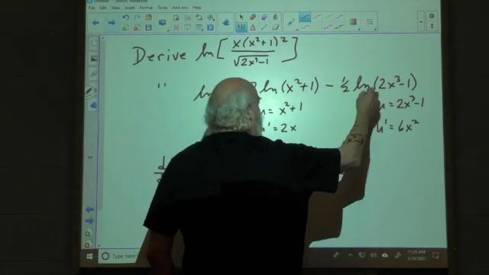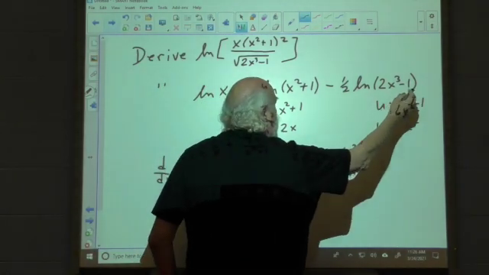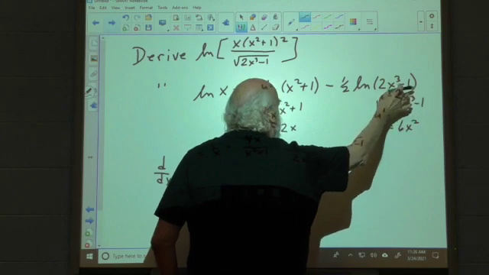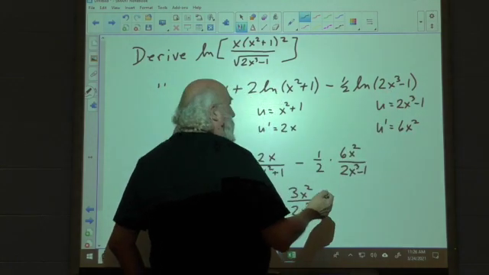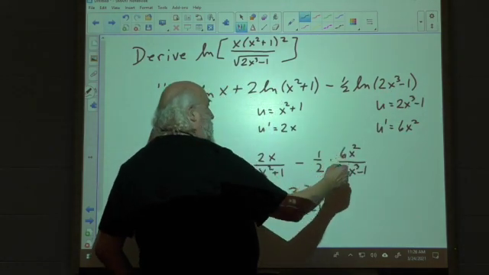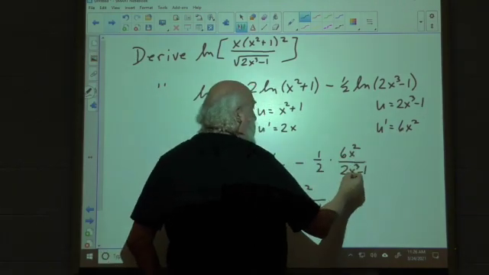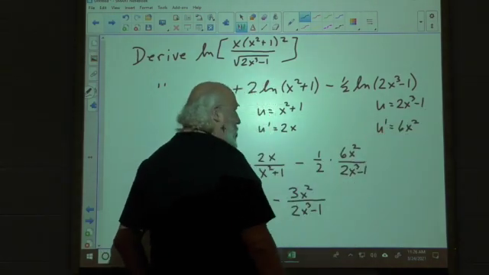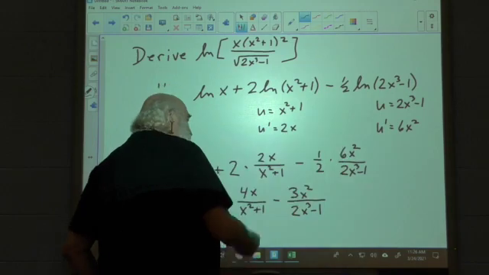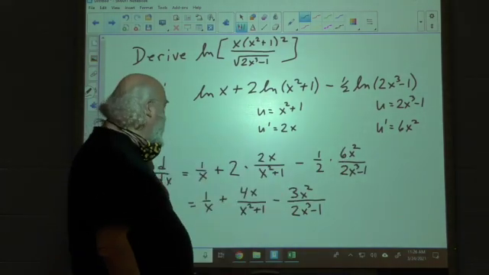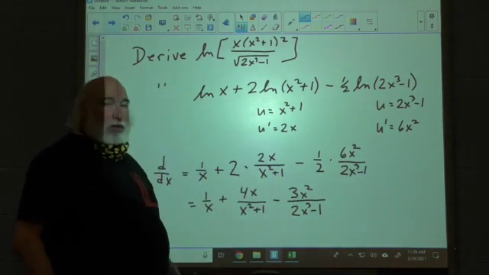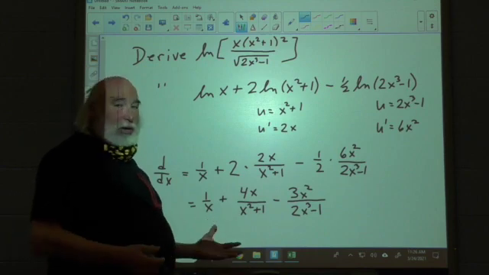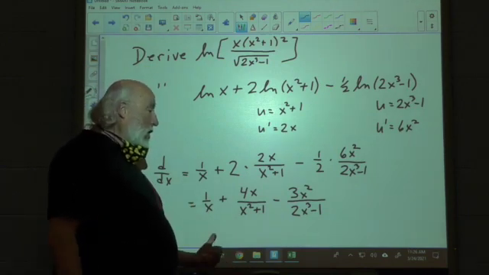Over here, we have 1/2 times this, where we make u 2x cubed minus 1. So this is u prime over u, which is 6x squared over the original 2x cubed minus 1. The 2 and the 6 cancel out, leaving us 3 on top. And that's all we can do with this unless we want to simplify it for whatever reason. In this case, we don't really need to.